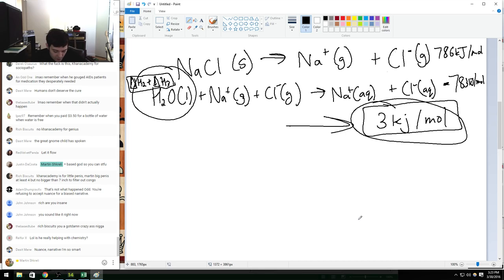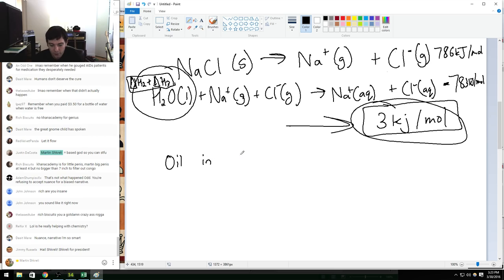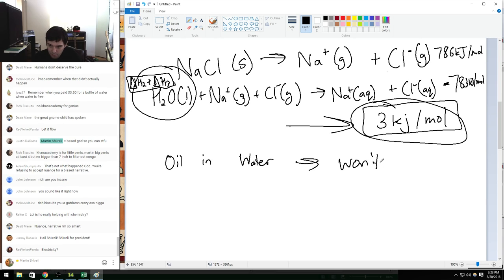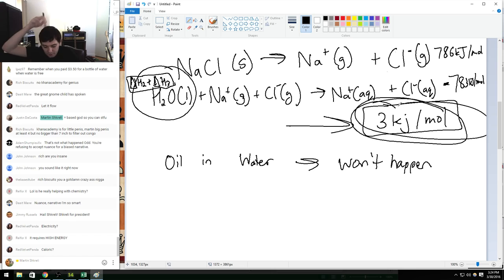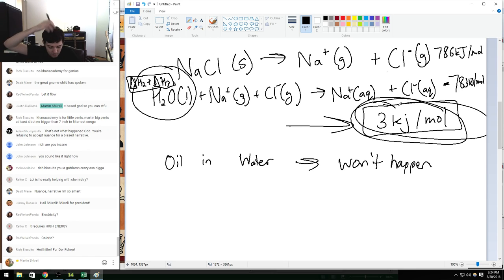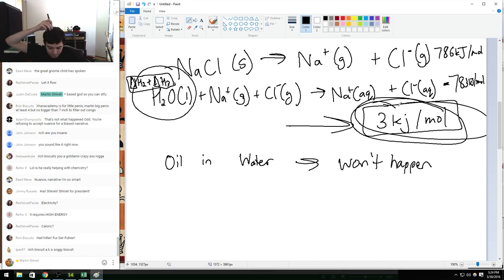And so there's a number of other concepts here. Like a good example is any process that requires a large amount of energy, like oil in water would require a large amount of energy. These things won't happen because they require too much energy. That would require 1,000 kilojoules per mole, and that just won't happen by accident. So that's an important sort of concept to think through.